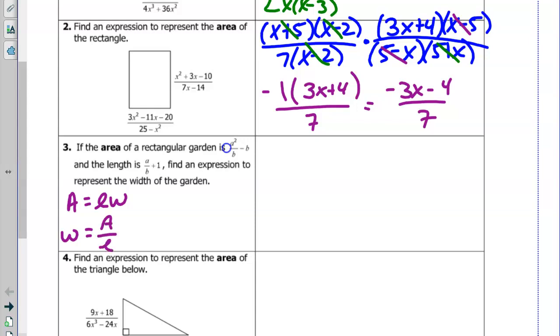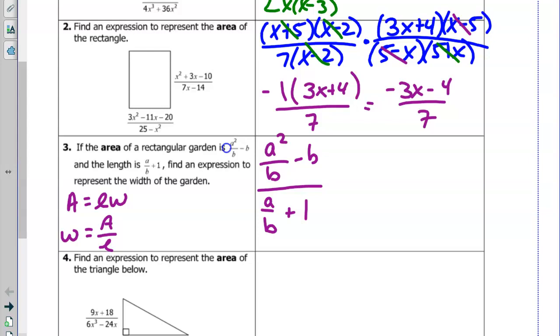So now this is where our division's coming from. They're giving you the area, so the area goes on top: a squared over b minus b. We're dividing then by the length, which is a over b plus 1. Now it looks like what we were doing in the last section, the complex fractions. Is everybody okay so far?